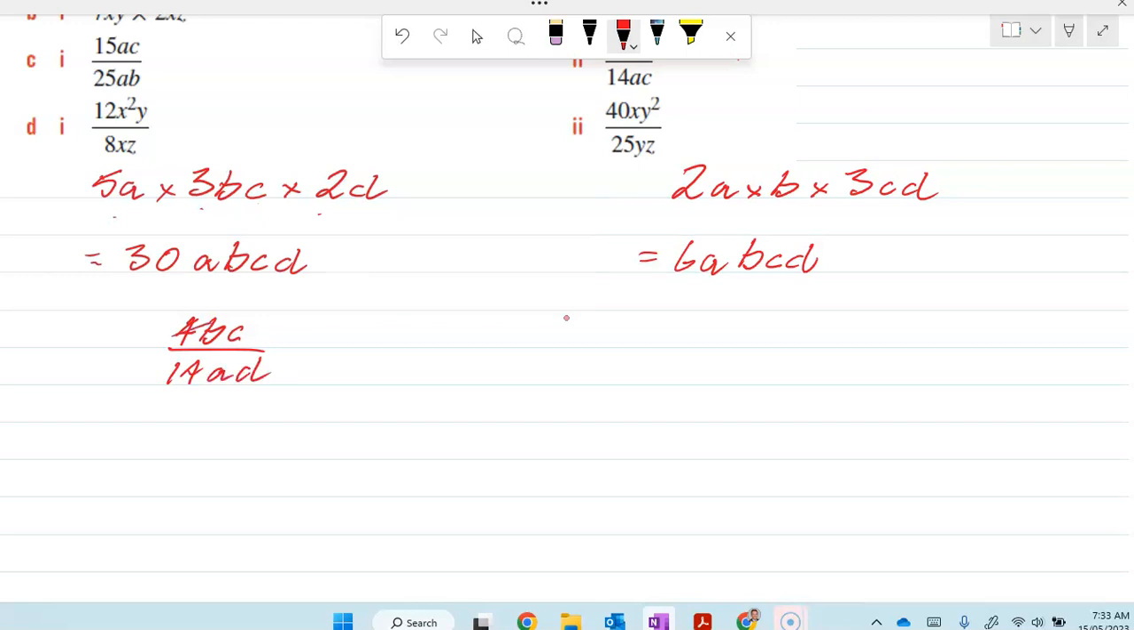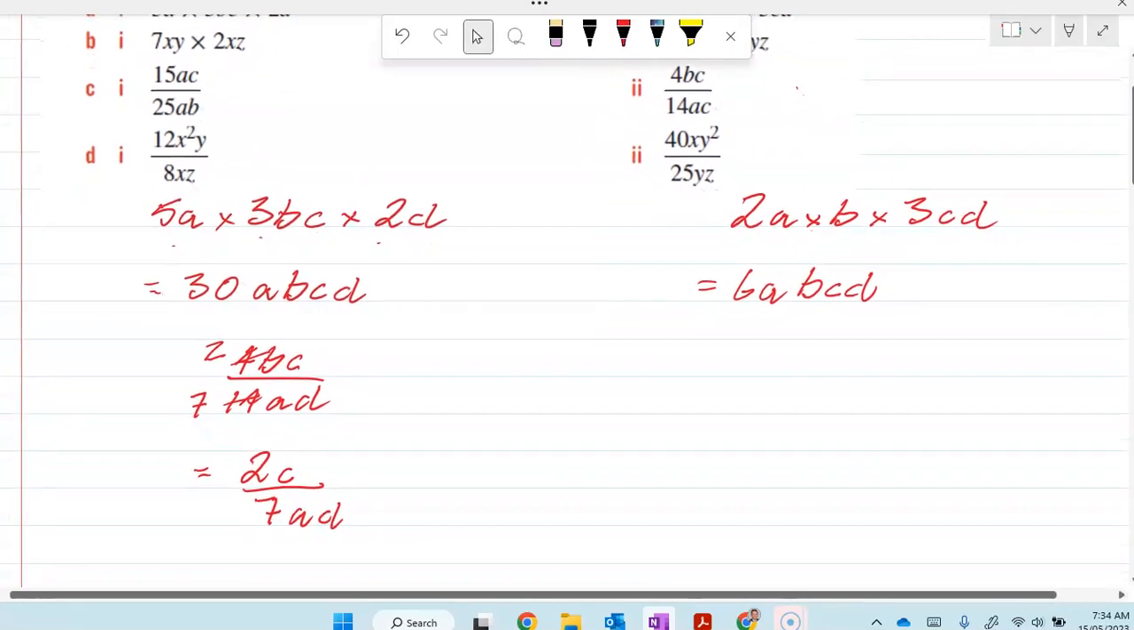So 2 will go into 4 twice. 2 will go into 14 seven times. But there's nothing else there, so we've got 2c over 7ad. Let's have a look at another one.